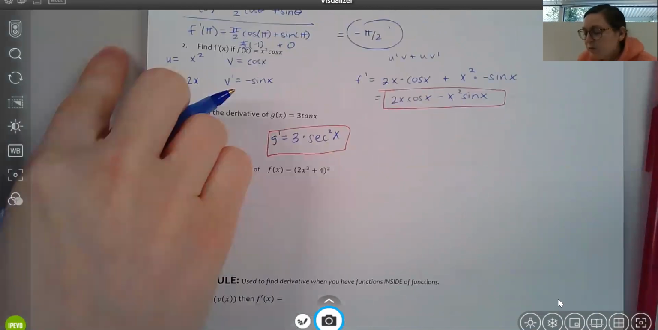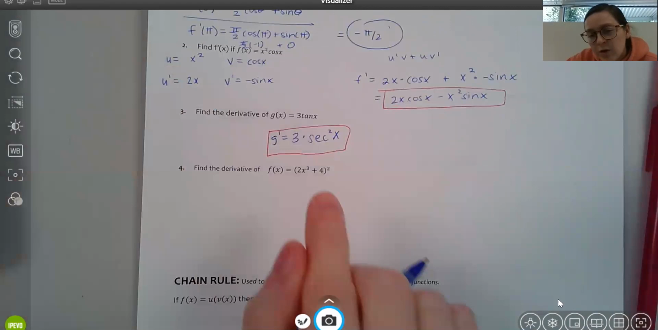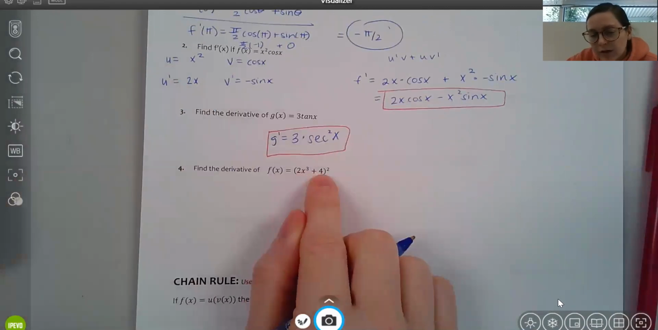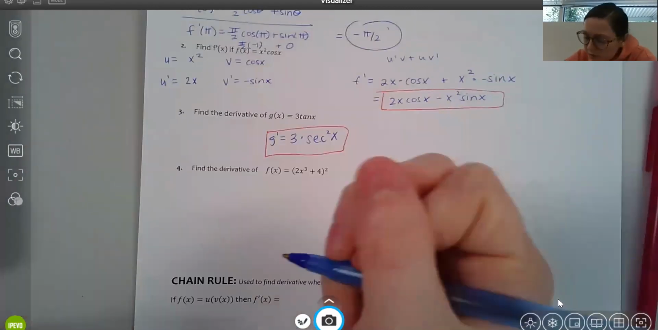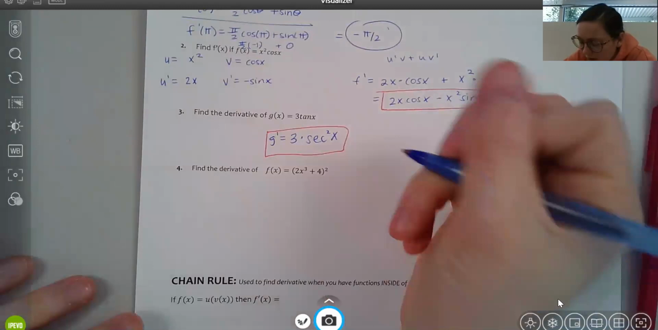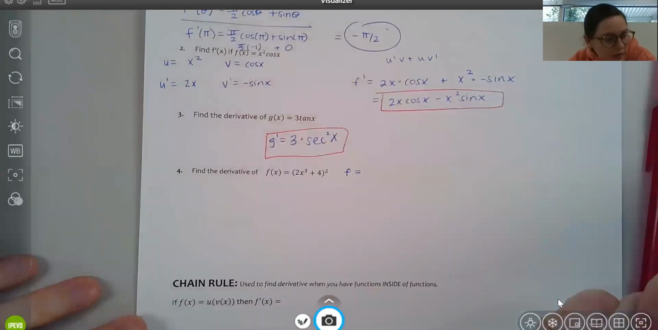For finding the derivative of this, we don't know how to take the derivative of a function squared. So what we should do is actually multiply this out, box method or FOIL. So everyone, we're just rewriting it, right? Expanding it. So everyone do that.